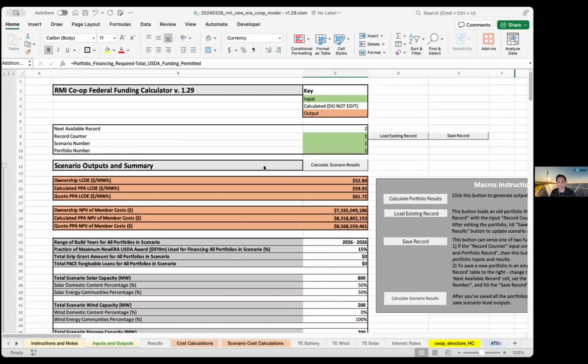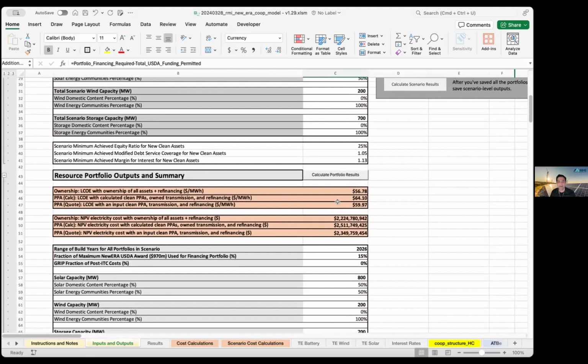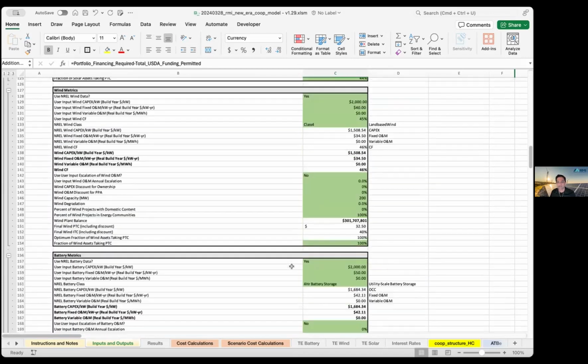So with that, if you enter all of these pieces into the model, the next step to really use the model is, for any particular portfolio that you've entered in, you can hit this button here next to the resource portfolio outputs and summary that says calculate portfolio results to figure out for that particular asset, for this particular portfolio that you put in and the assumptions that you've included here, what the levelized costs and ownership NPV are. This runs a macro that calculates this. And so once that's done, you can look back down and make some changes, for example.